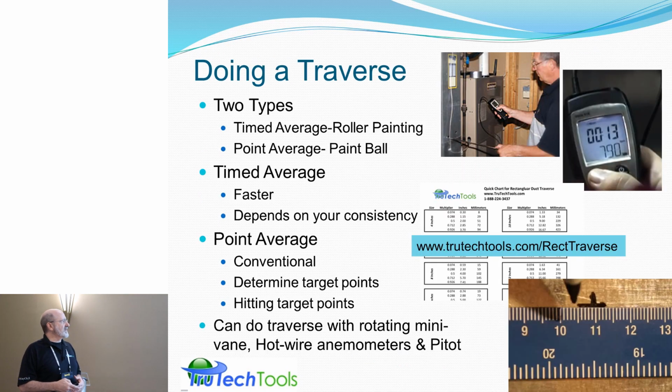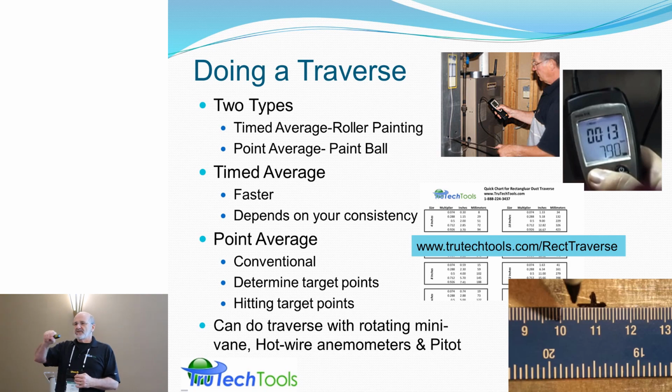So doing a traverse, there's two types, and the way I explain it is the timed average, and I call it like painting with a roller. You want to be smooth and steady to apply a good layer of paint, and you want to cover every surface that you're measuring across when you're doing the traverse, either a supply, or return, or inside the duct. You want to try to get as much of that paint on there as evenly as possible.